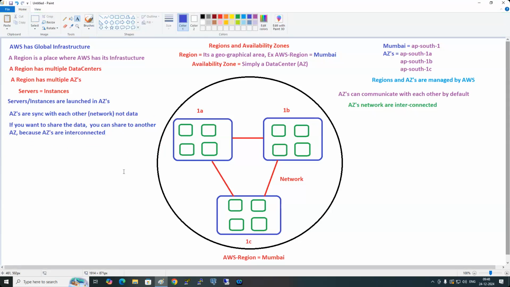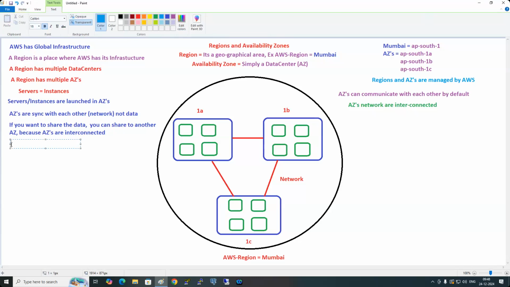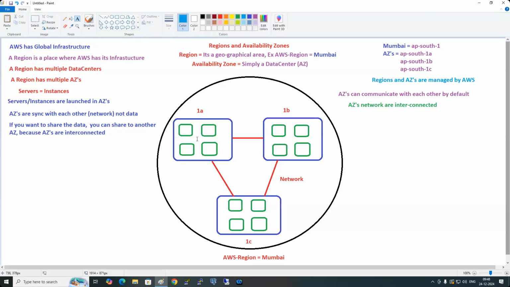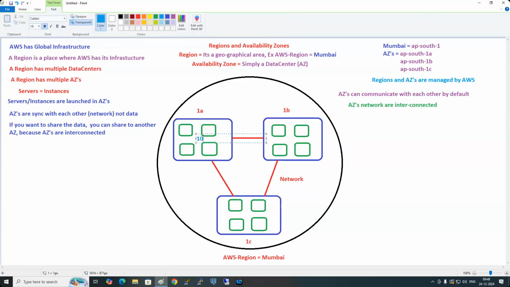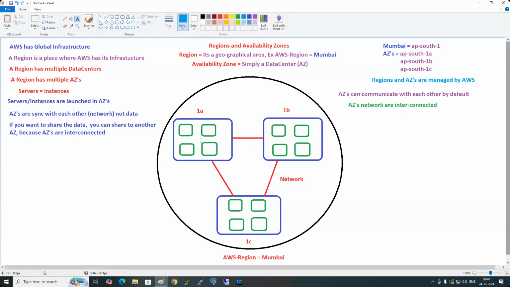Okay. So as you already said, the best practice here is to distribute the instances across availability zones or not. So if I ask you to launch 10 EC2 instances, will you launch all 10 EC2 instances in one availability zone? Is it possible to launch? It is possible to launch, but is it best practice to do that? No. So best practice is to distribute the EC2 instances across availability zones.